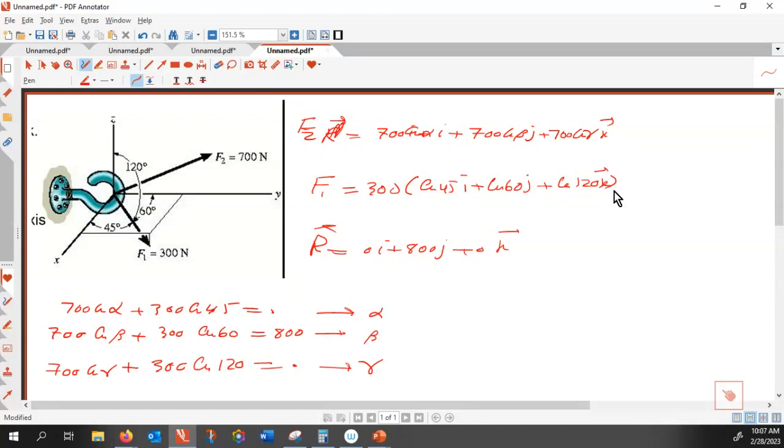From here, you bring this one to the left hand side, and then cos alpha is the right hand side divided by 700, and then you solve to give you alpha. Is that your question? This equation only has alpha as unknown. I'm talking about F2 and F1. Yes. For F1 you have the magnitude and the direction cosine. For F2 you have the magnitude but not the direction cosine.